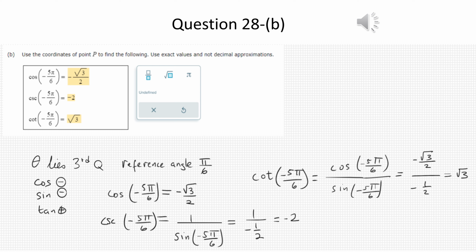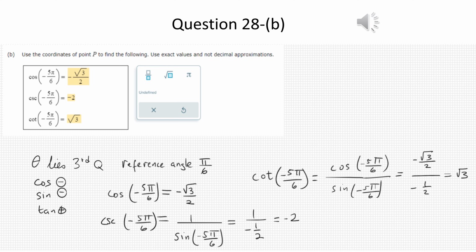Sine is negative outside. If 5 pi over 6 is in the second quadrant, then it is positive sine. But we have a negative go outside, so negative 1/2. I know that it is 1/2 because the reference angle of sine pi over 6 is 1/2. That's a negative 2.